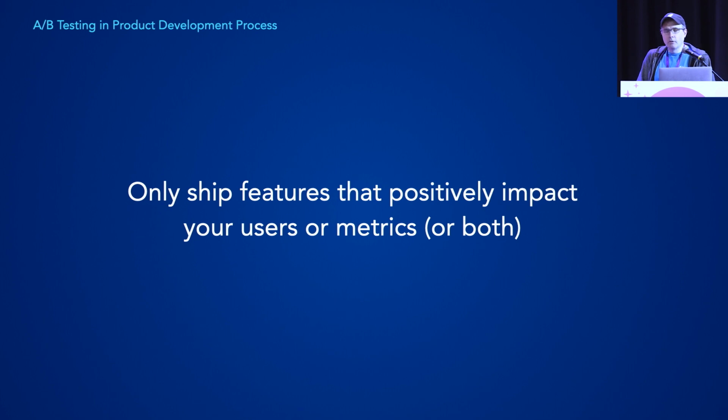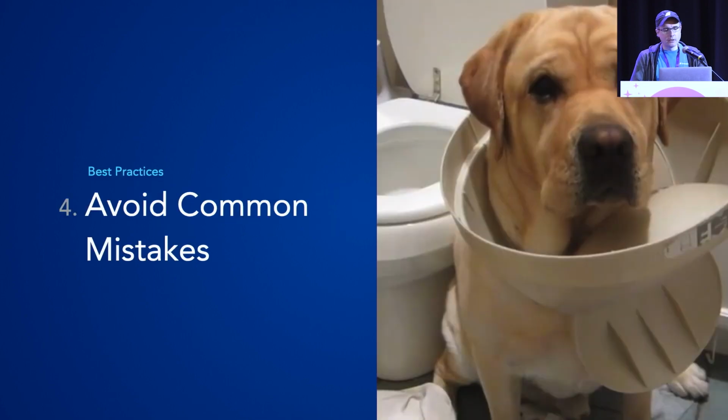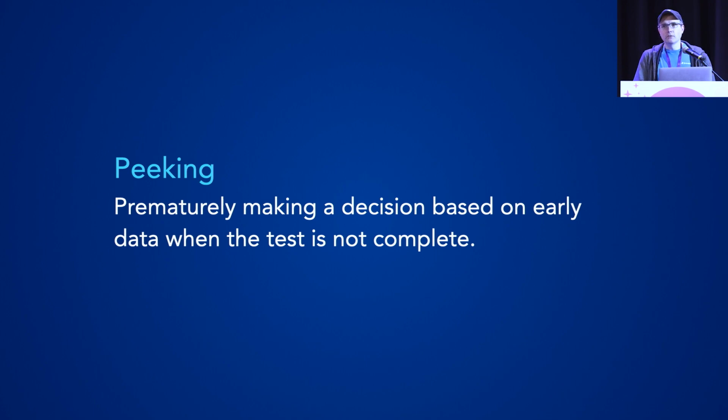Yeah, and then only really ship those features that positively impact your metrics or your users. All right, let's take a look at some common mistakes. So number one is peeking. This is where you prematurely make a decision based on incomplete data. Typically, this is most common with frequentist statistics if you're in that space. There are some ways to guard against this, but the biggest one is to tell people when they're peeking and when they're not, and keep them honest about that.